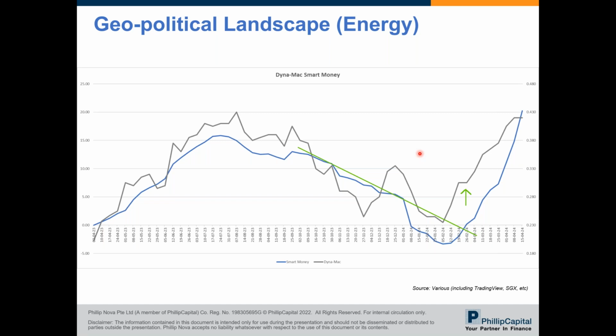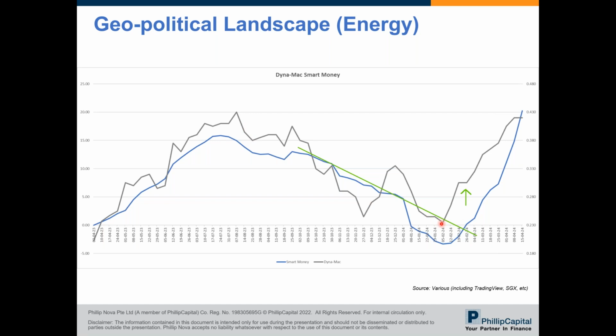As you can see from the blue line, since July 23, the smart money has been selling, and the price of Dynamic has been falling from close to 43 cents. It fell to about 23 cents, a drop of 20 cents, almost a 50% drop in a span of 6 months. So that's just how volatile a penny stock can be.